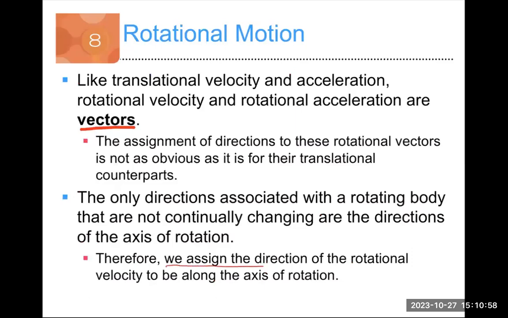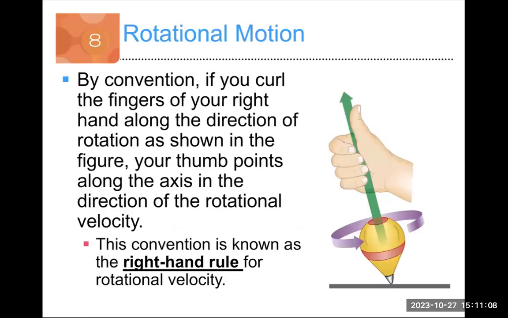So by convention, you want to use your right hand: curl your fingers along the direction of rotation. As you can see, the direction of rotation is coming out of the top. So you take your fingers and curl them around, and your thumb is going to point along the axis in the direction of rotation. This is what we call the right hand rule. So you can see our axis of rotation is pointing up because that's the direction our thumb is pointing.